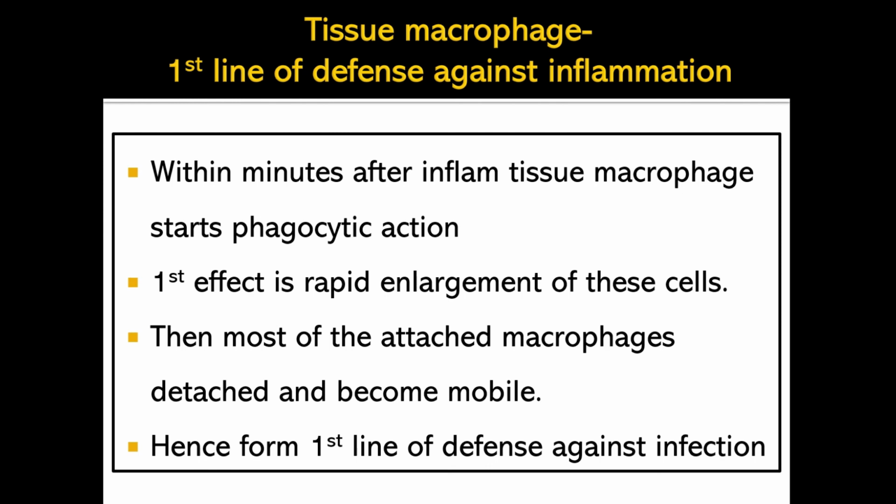Tissue macrophages are the first line of defense against inflammation, because, as I told you, the tissue macrophages are the prepared macrophages. Whenever there is entry of a foreign particle, there is a chemotactic substance, so there is chemotaxis. The tissue macrophages, which are already mature, will move towards their target and serve as the first line of defense against inflammation.